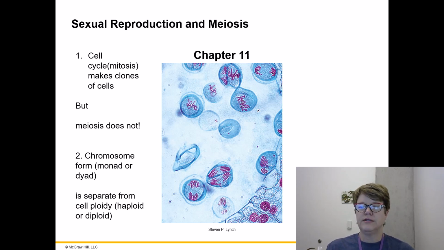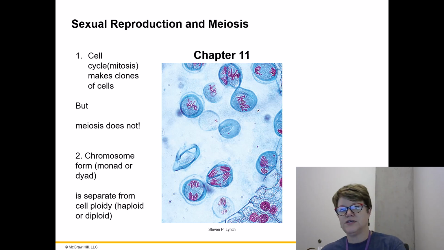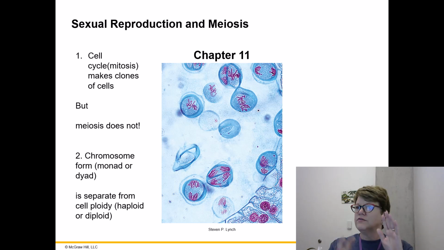But now we're going to juxtapose the concept of chromosome form to another concept, which is actually separate from it, called cell ploidy. Cell ploidy is, we use terms like haploid and diploid. And so my goal as a teacher is to have you see how those 2 things, chromosome form and cell ploidy, are 2 different considerations, 2 different aspects of a cell and of chromosomes. Because students often confuse them. Students often confuse the cell cycle type of cell division with the meiosis type. And students often confuse the concept of chromosome form with the concept of cell ploidy. So if I can get those concepts straight for you, then I have done a good job, I think.